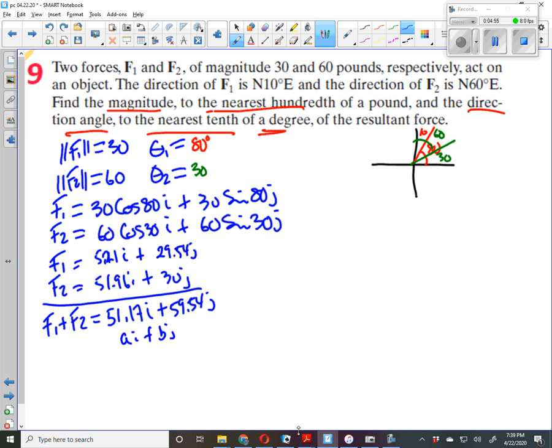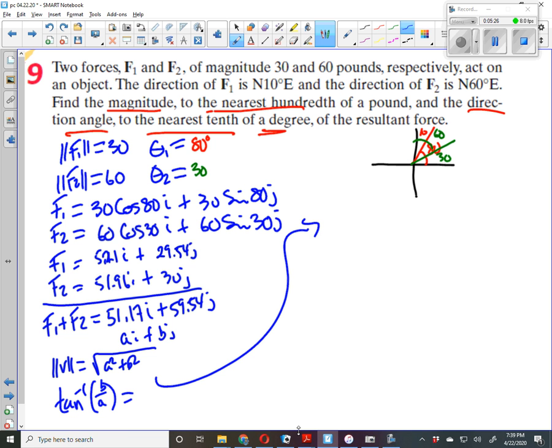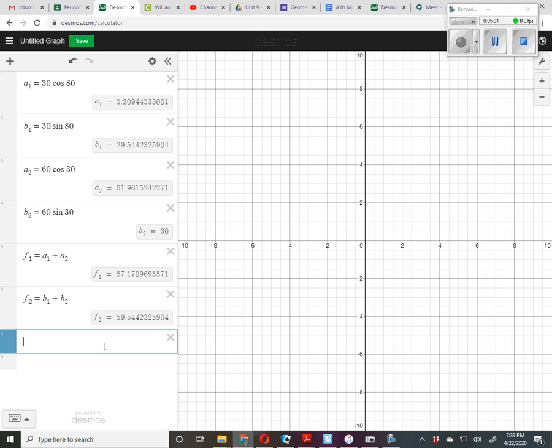Okay, now that I have that, remember, this is in the form of A I plus B J. We have a couple of formulas that allow us to find the magnitude and the direction. Remember, magnitude of a vector was equal to the square root of a squared plus b squared, and the direction or the angle was the inverse tangent of b over a, right? And we're going to write our vector. So we're going to go back to Desmos, and we're going to plug those in. And since I can't talk and type at the same time, we're going to pause it.